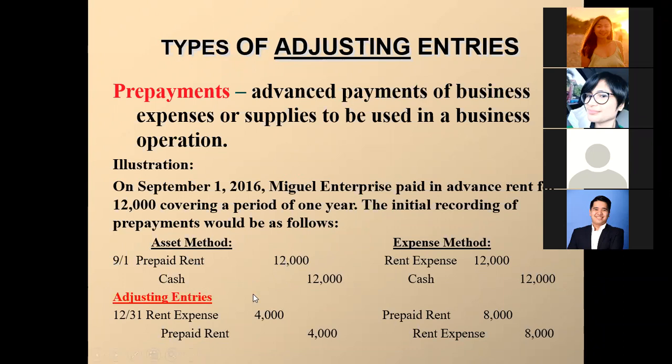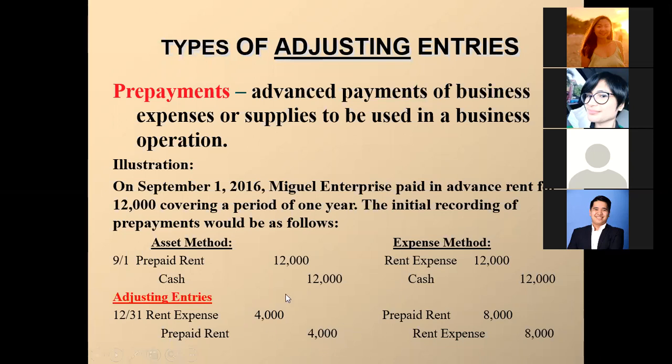On December 31, you need to adjust the prepaid. Why? Kasi nagamit mo na yung bahay or yung kwarto, di ba? Ilang buwan? September, October, November, December, 4 months. So magkano na lahat ang nagamit mo? 1,000 per month, times 4, you have 4,000. Or you can do 12,000 times 4 over 12. Why 4 over 12? Because 4 months in 12 months.